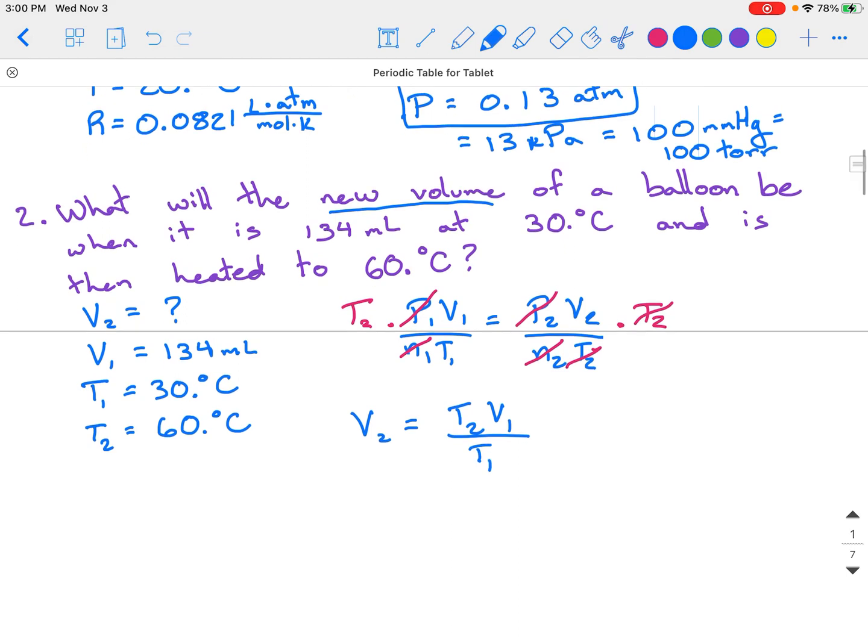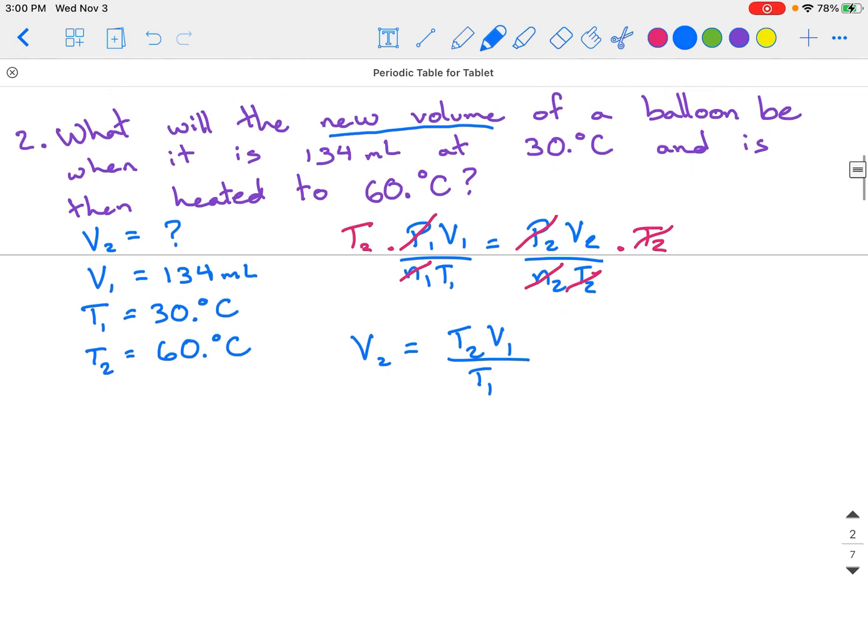Looking at my volumes and temperatures, are they in units that we should and can be working with? Hopefully you answered no. So we'll take 134 milliliters, set up our dimensional analysis. Milliliters on bottom, liters up top. For every 1 liter, we have 1,000 milliliters. Cancel those out. Our V1 will end up equaling 0.134 liters.